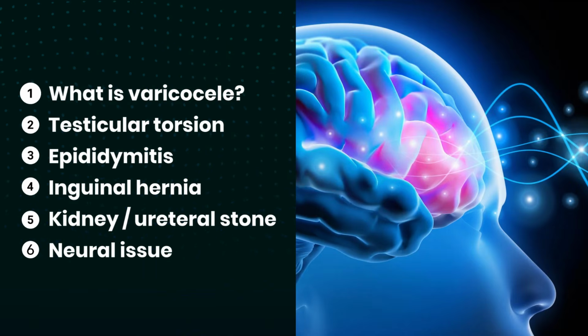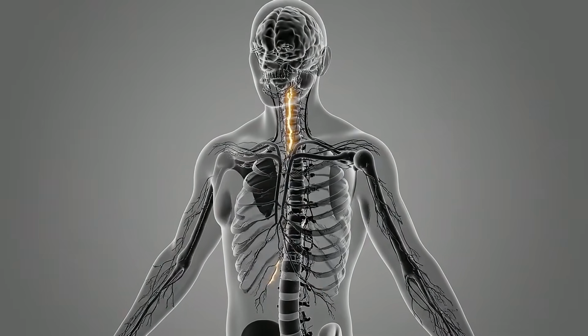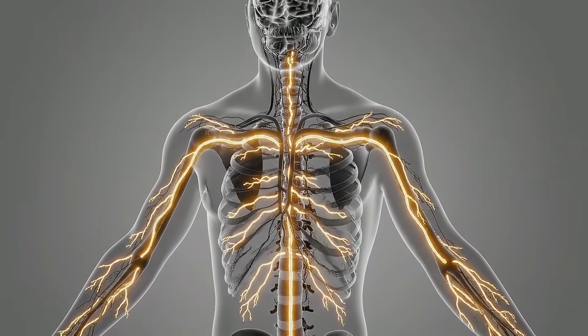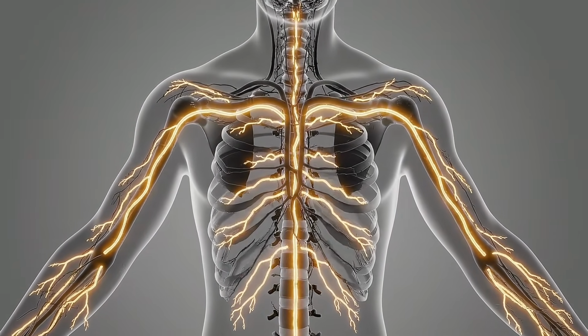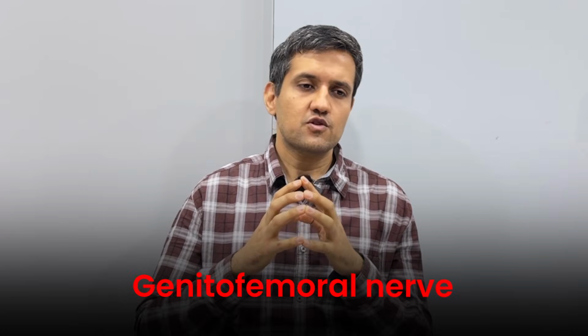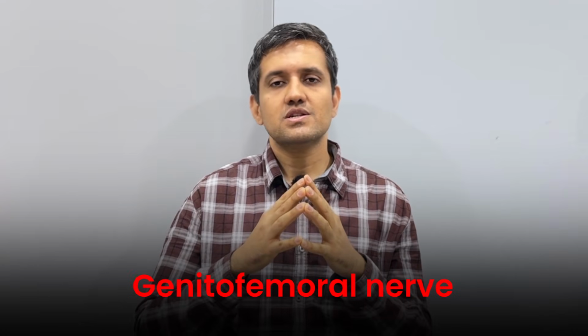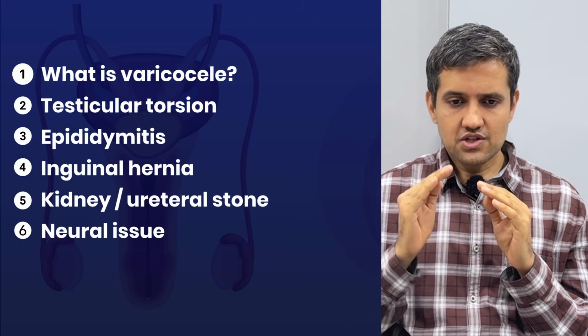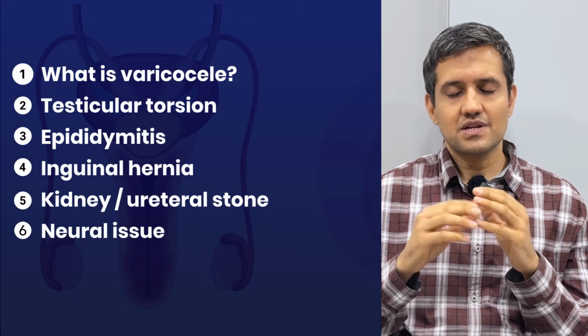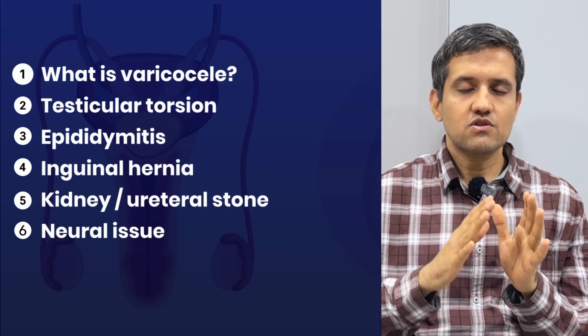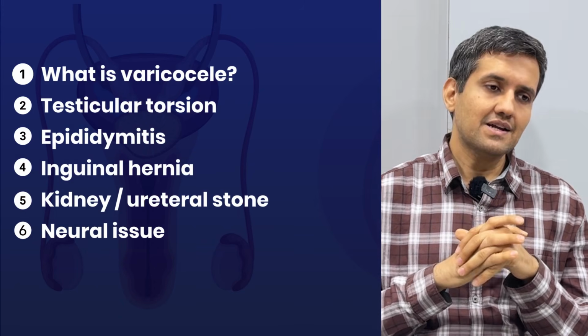The last one is again an issue with nerves or muscles. So it's more of a musculoskeletal and neural issue, where a muscular imbalance can cause nerve irritation, nerve stretching, and that can lead to pain. Usually the genitofemoral nerve is a culprit, but there can be other reasons, other causes. So with this, we have covered all the 6 main causes. Of course, it's not an exhaustive list. I'm covering the common causes and the important ones which I wanted to highlight.